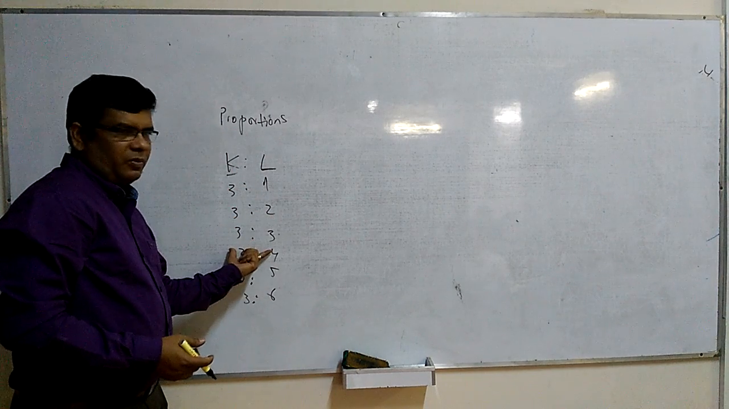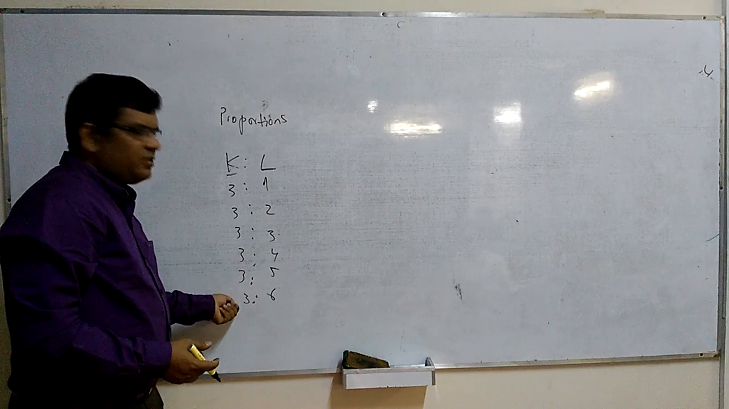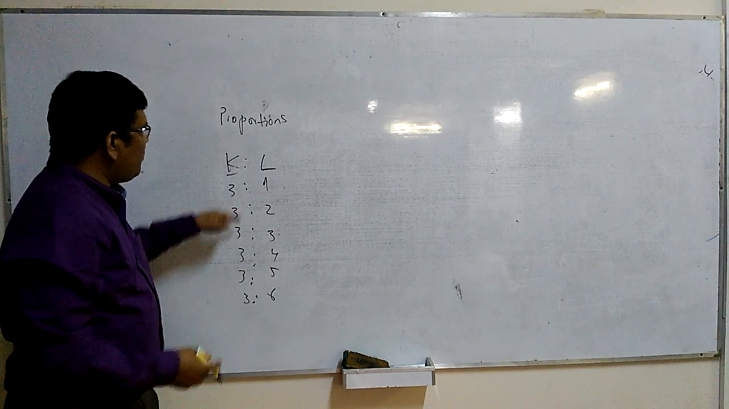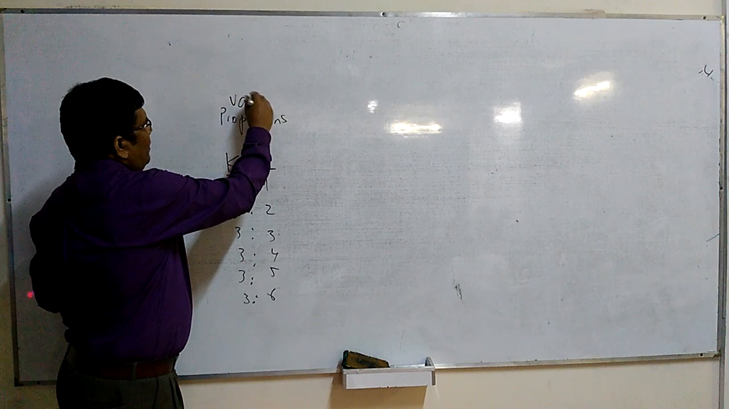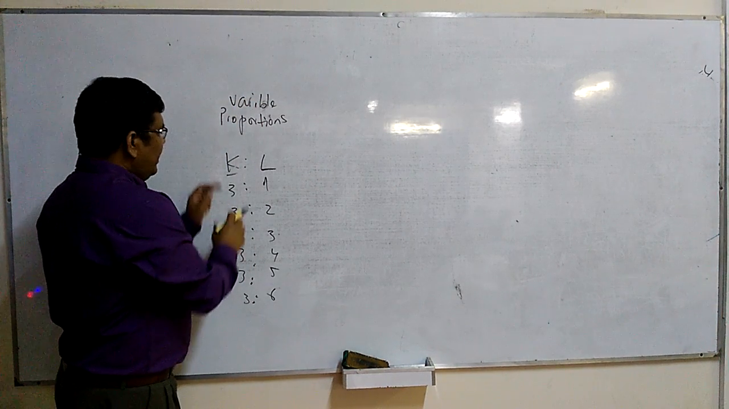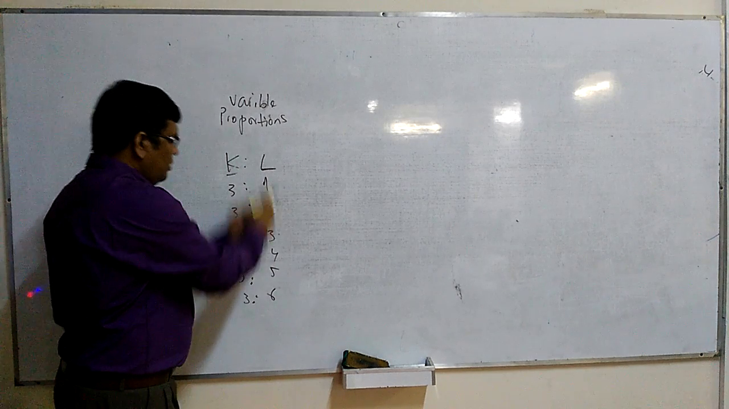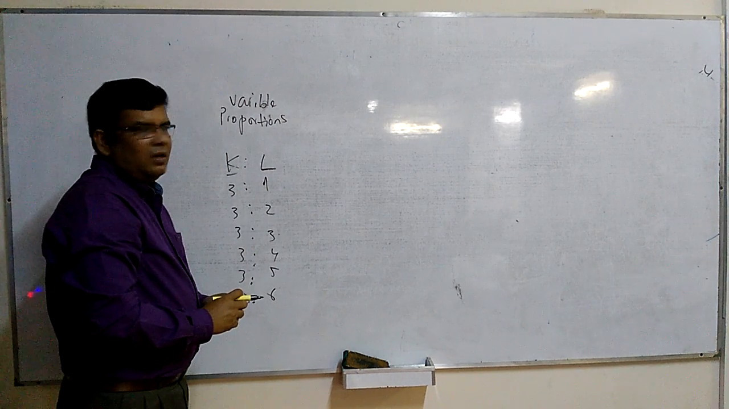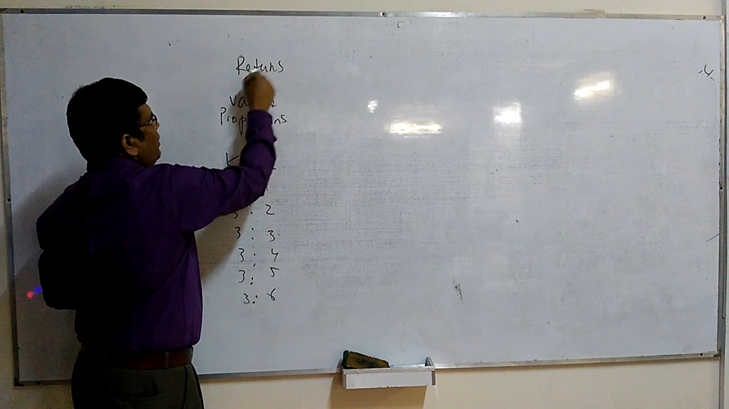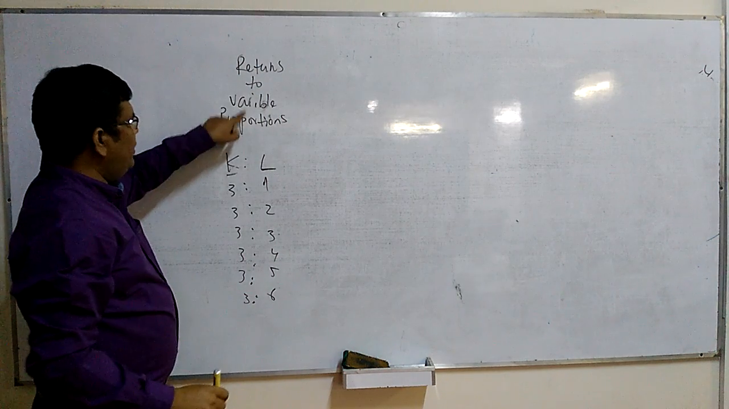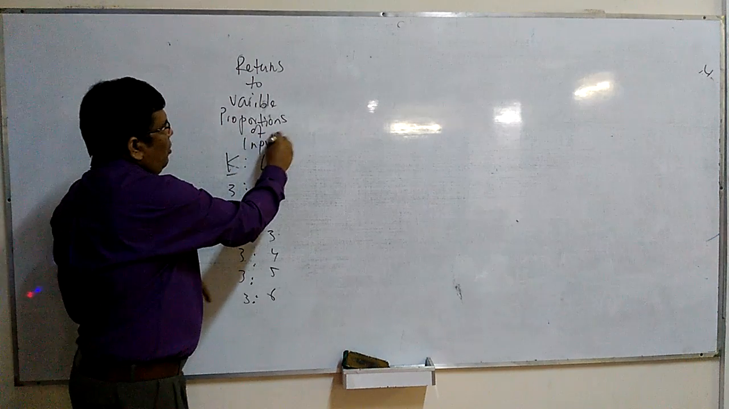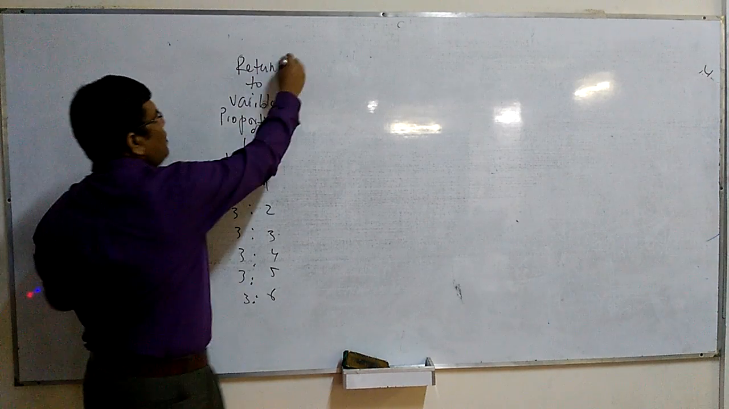Another proportion, another proportion. So when we keep all other inputs fixed, if we change only one input, what happens? The proportions become variable. So if we keep all other factors fixed and change only one factor, what happens to the returns? If we change the proportions of inputs, what happens to returns? What happens to output?